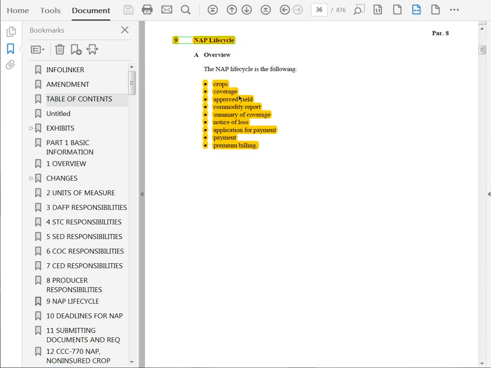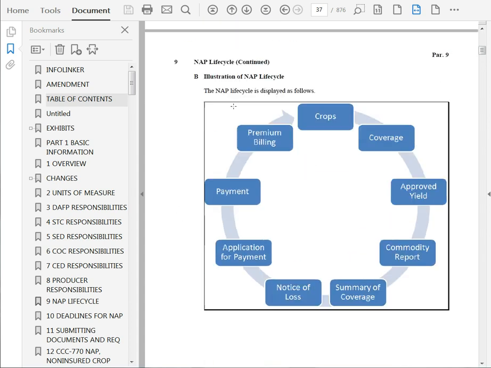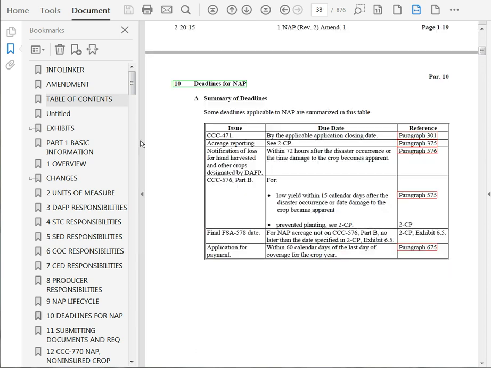Paragraph 9 lists out the NAP life cycle. In the life cycle, there can be as many as 9 different steps. Not every NAP application is going to go through all 9 steps in a given year, but it is possible. Paragraph B is a nice illustration of that life cycle in a cyclical form that is helpful for illustrating to a producer. I recommend that you actually keep a copy of it up at the front counter because it can help to explain what the responsibilities of a producer are under the NAP program.